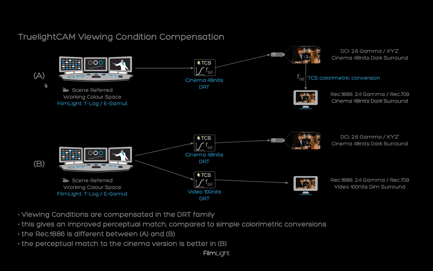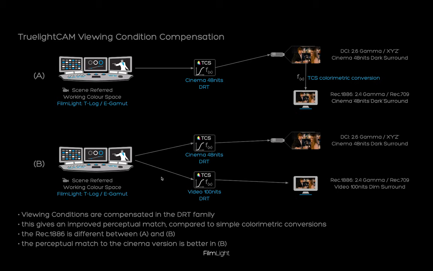Case A is the one with the XYZ render. Here we use the cinema 48 nits DRT to convert to 2.6 gamma X prime Y prime Z prime. Then we use a colorimetric conversion shader to end up with our Rec 1886 image.